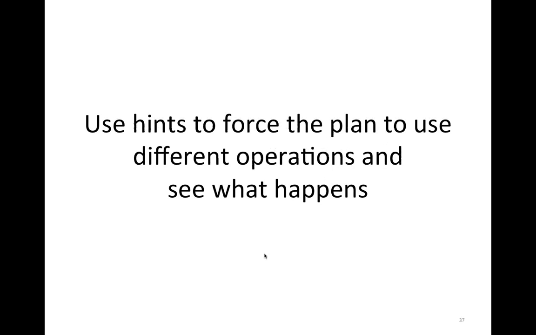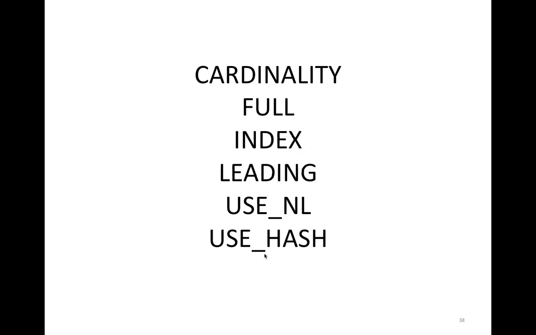A lot of times, using hints to force a plan to use different operations and see what happens is a really neat way to test some things. I will frequently use cardinality hints to say, you know, table X has 100 million rows, to try to see what the optimizer is going to do in that particular situation.